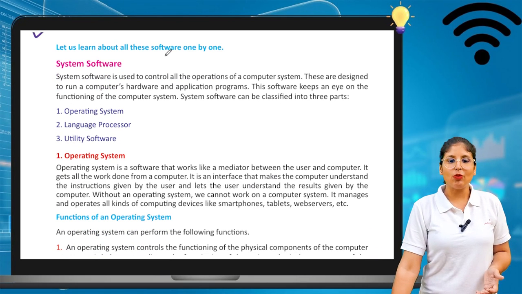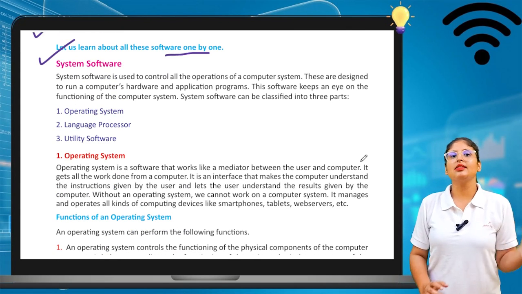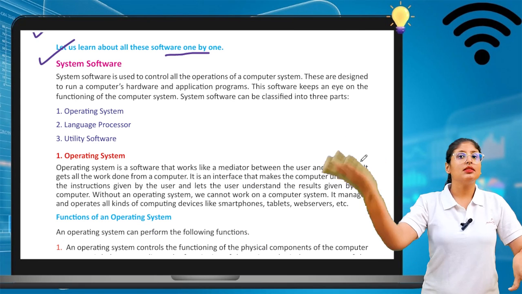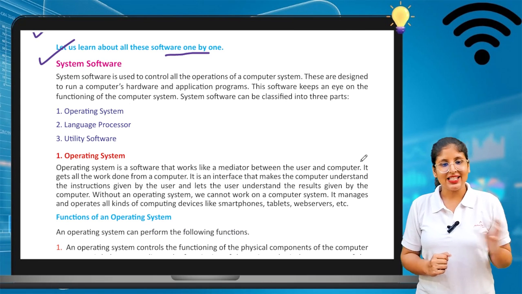Now let's see one by one what they are. First we will see about system software. First we will see what is a system software. After that we will see what is application software. But first we have to see system software.